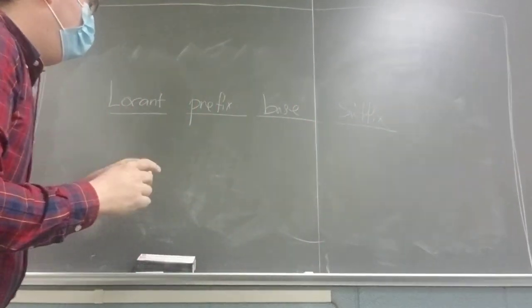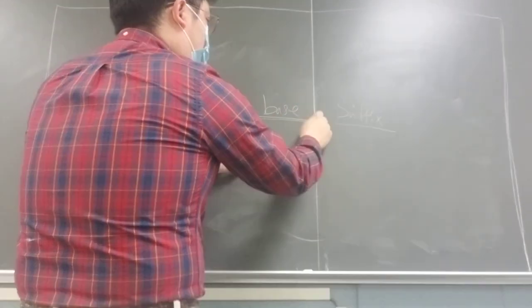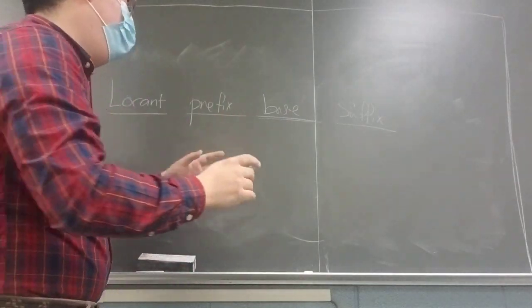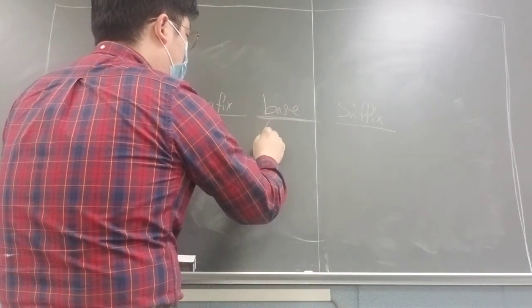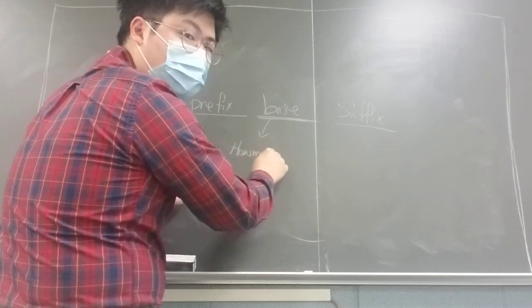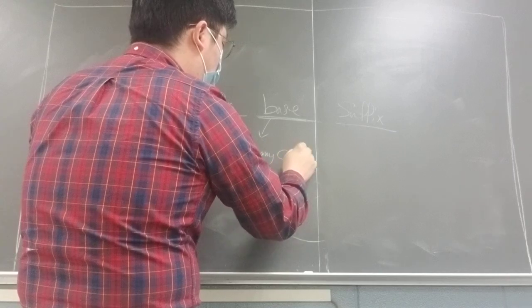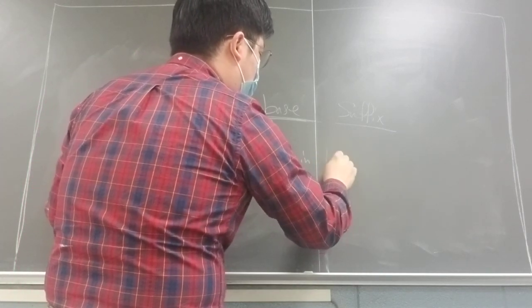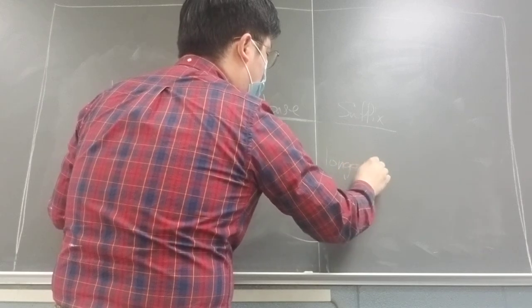So I'm going to start with the base because this is very highly related to the nomenclature. Because the base will tell you how many carbons are in your longest carbon chain.